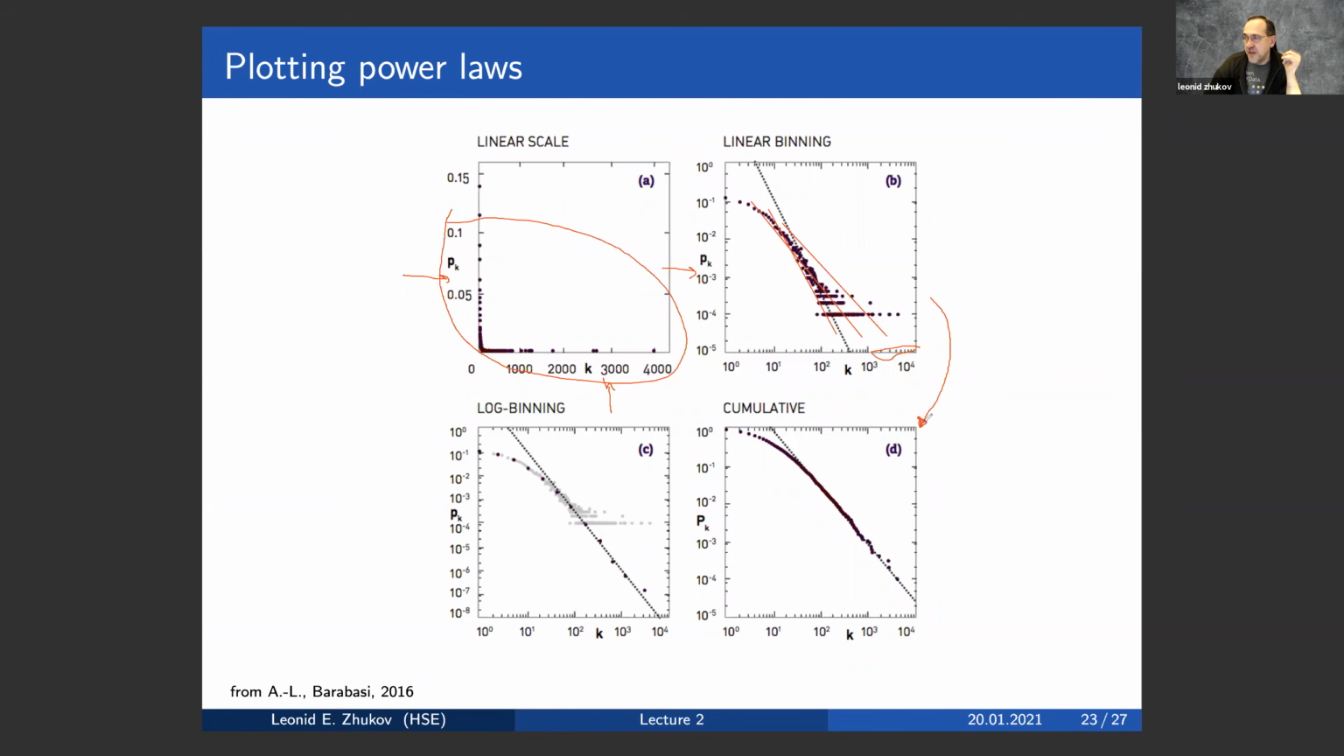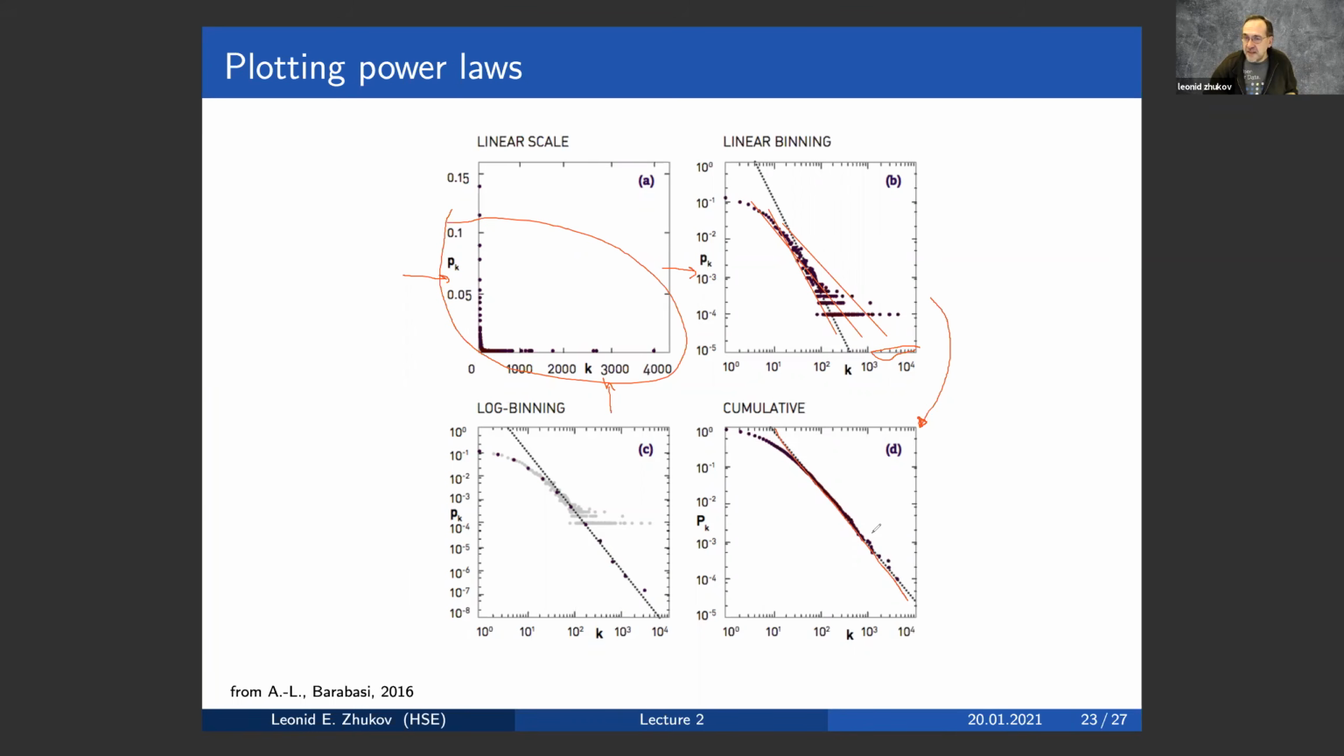distribution function. Cumulative means you calculate not the number of nodes with that node degree, but the number of nodes with that node degree and above, right? This is called, again, the complementary cumulative distribution function. So for the node of degree 1, it's all the nodes. And then you plot it, and you get a very nice and smooth picture here. There is a much better chance that you will draw the right line.